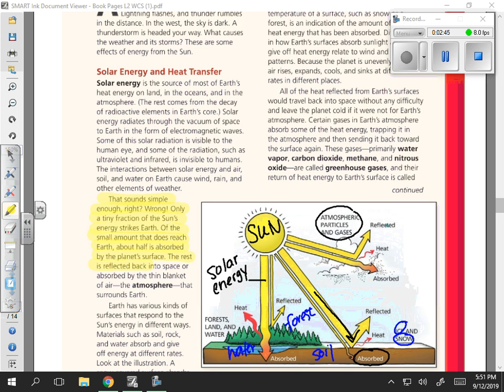The rest is reflected back into space or absorbed by the thin blanket of air, the atmosphere, that surrounds the Earth. So let's head back to our picture. We talked about solar energy going into Earth, and that's called being absorbed. Some of the energy doesn't get absorbed, though. It just gets reflected off. Snow and ice do a really great job at reflecting sunlight. Therefore, they don't absorb the light.